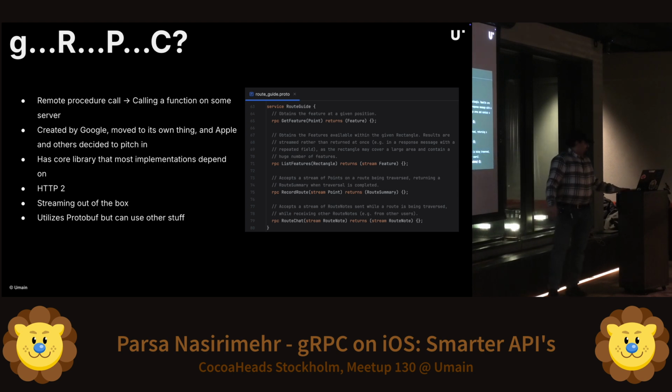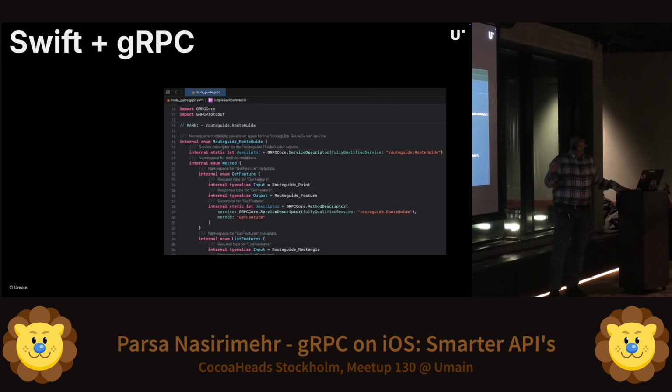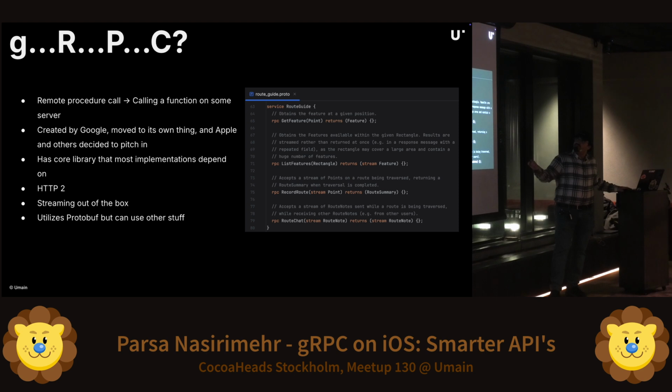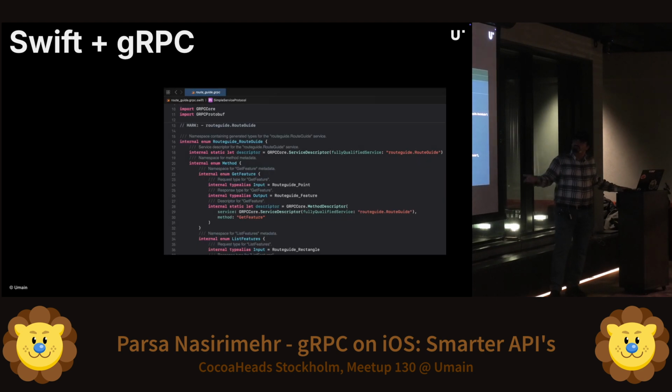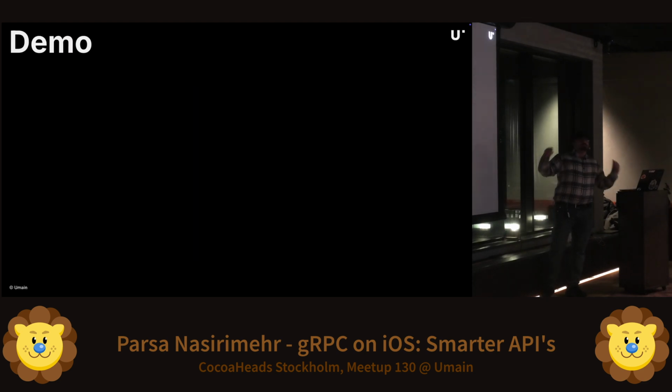Now, that's all nice and all. It uses Protobuf by default. However, you can use gRPC with other formats as well. And this is what it usually generates into. So my little route guide service from the slide before gets turned into something like this on Swiftland. You have your get feature, your input, output, descriptor, all that good stuff. So that was a lot of talking.